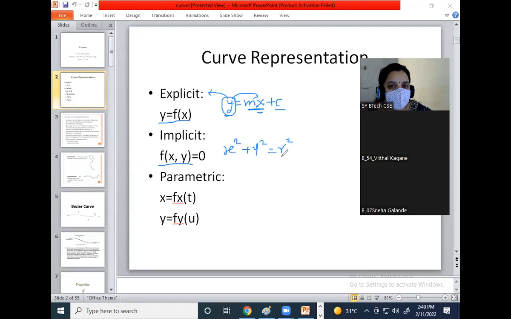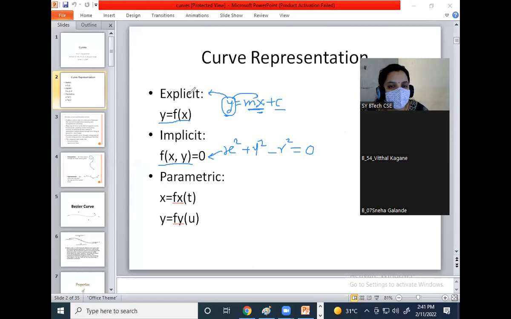So if I take this r square to the left hand side, I get x square plus y square minus r square equal to 0. So is it satisfying the same expression, f of x comma y equal to 0? Yes. Now the function is dependent on both x and y values, and it is assigned a 0 result. So in the implicit function, the function gives dependency with two parameters, x comma y, and the example is the circle. And a circle is also a kind of curve, because we are learning curve representation techniques here.